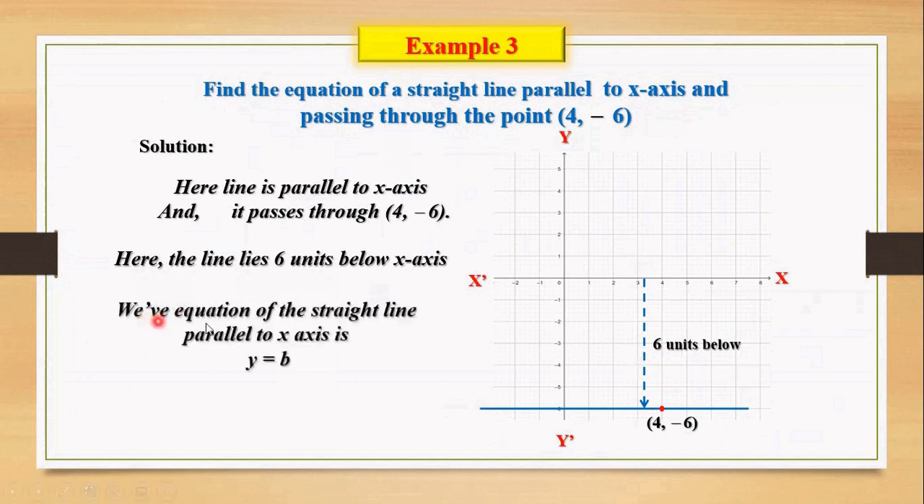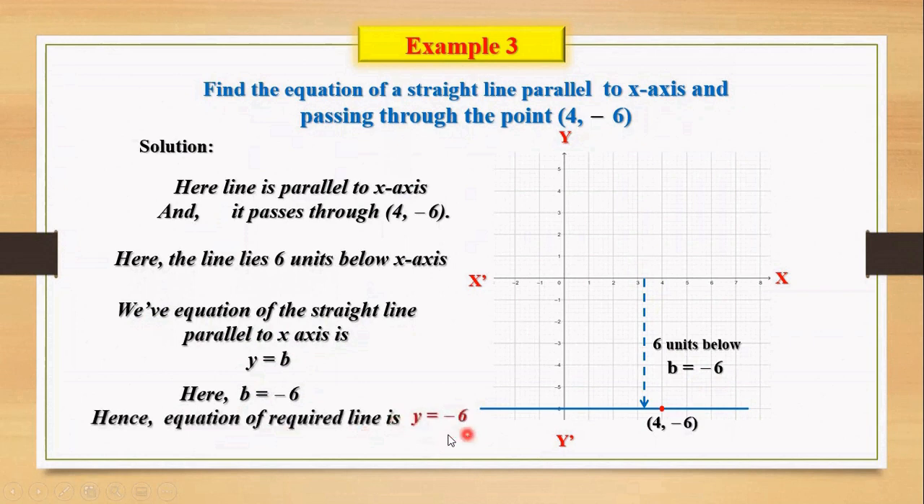Now, the equation of a straight line parallel to x-axis is y equals b. We have discussed this in previous slides. Here, the value of b is -6, and let's substitute this value in our required equation. It becomes y equals -6. Now, shifting -6 to the left hand side, we get y plus 6 equals 0. So this is the equation of the required line given in the question.